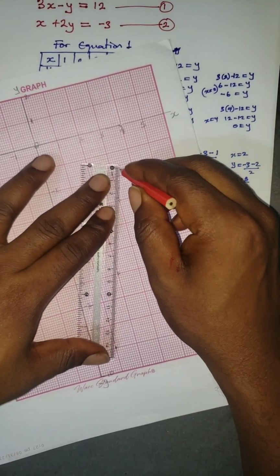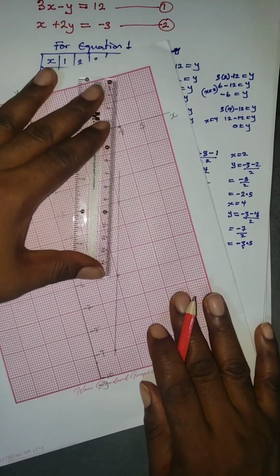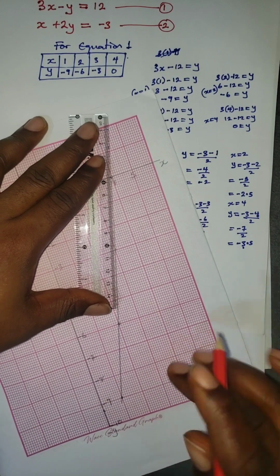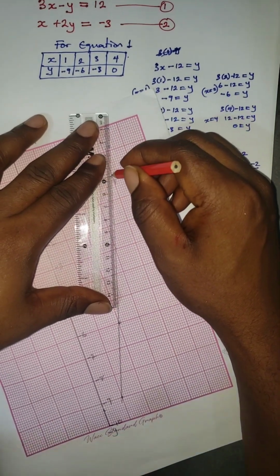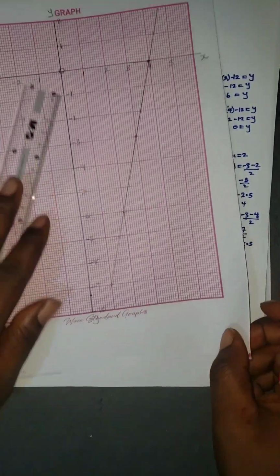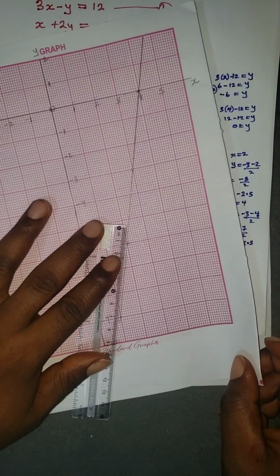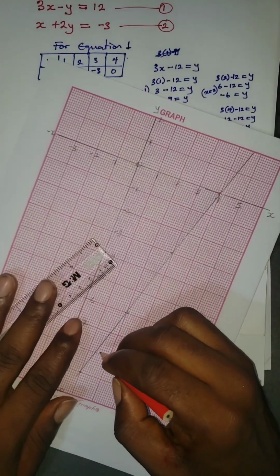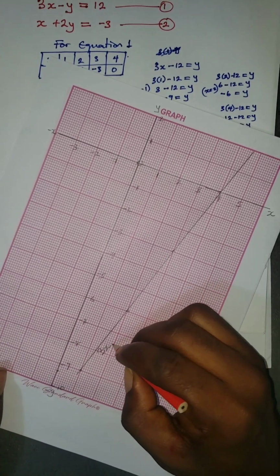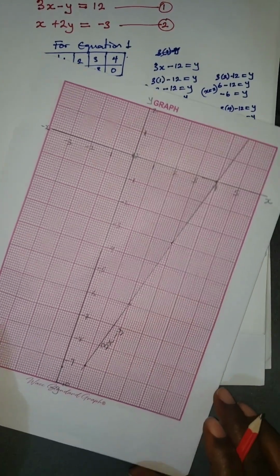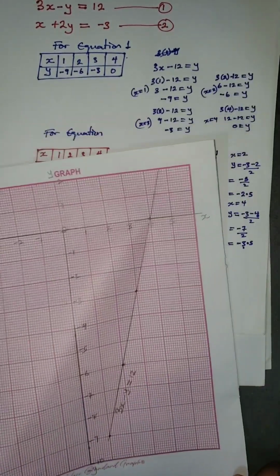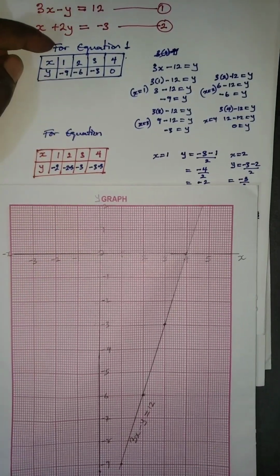So I'm going to get my long ruler. Let's join the points. Please make sure that you are getting the point. Okay, so you can see my straight line. This one here is for 3x minus y equal to 12. So this is the line. We are done with the first equation.